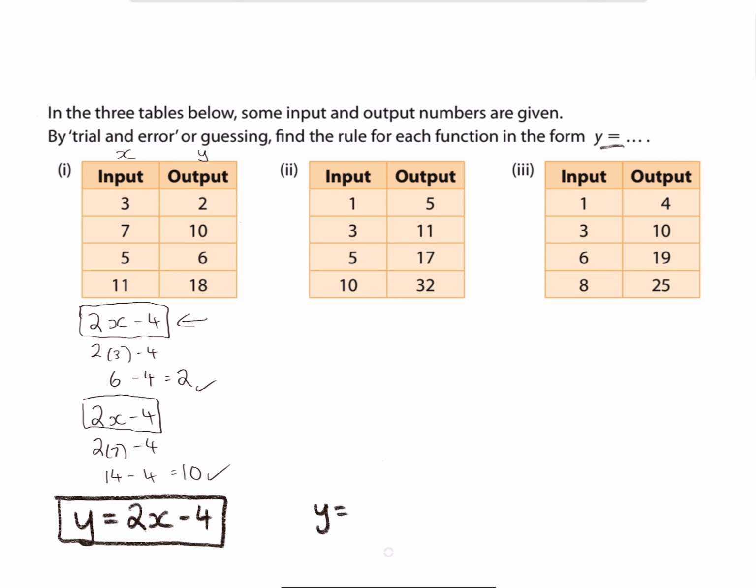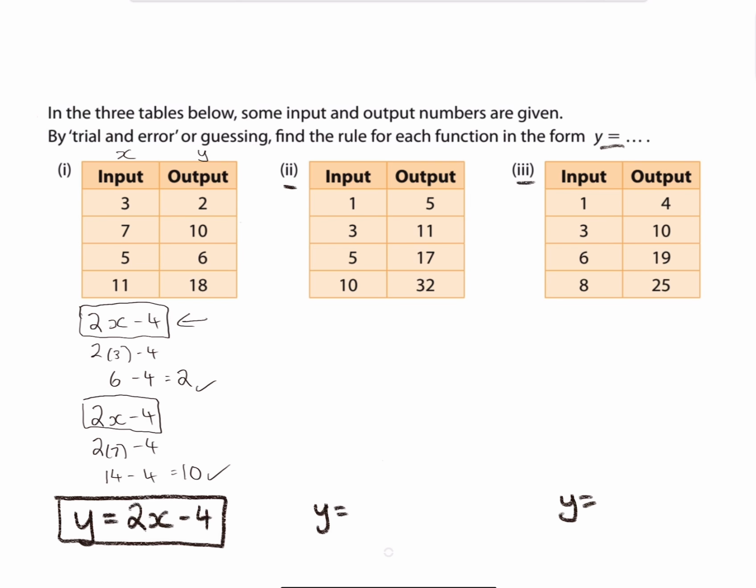It might be 3x or 4x. It might be take away 2. It might be add 2. You have to figure that out. And over here is the same. You have to write y equals whatever the rule is. It might be multiplied by 6 divided by 2. So I'm going to let you try and do question 2 and question 3 by yourselves.